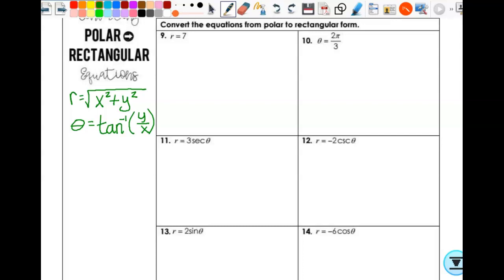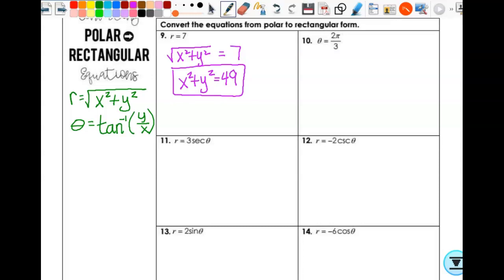So we're going to convert the equations from polar to rectangular. So r is this right here. This is what I substitute in. Instead of r, I have the square root of x squared plus y squared. That equals 7. I don't want to leave a square root in there, so I'm going to square both sides, and I get x squared plus y squared equals 49. Easy enough? Both of those graph circles.